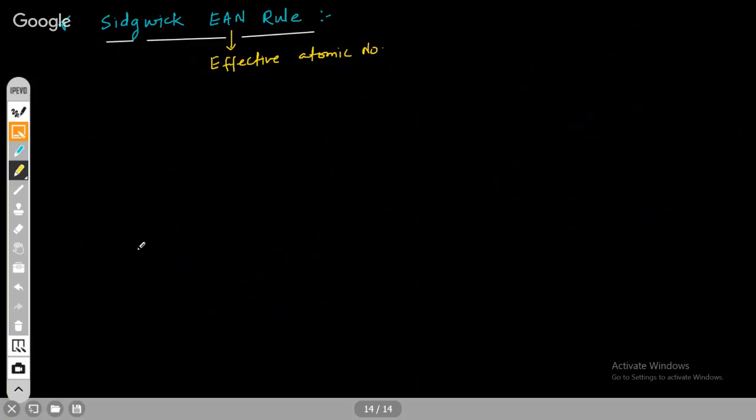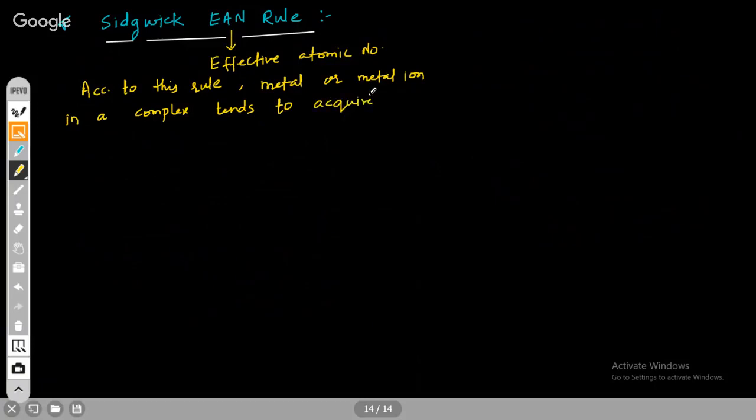Okay, write down. According to this rule, the metal or metal ion in a complex tends to acquire noble gas configuration by gaining electrons from ligands.